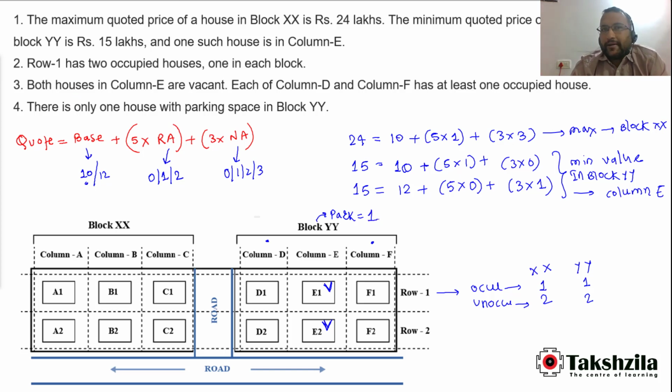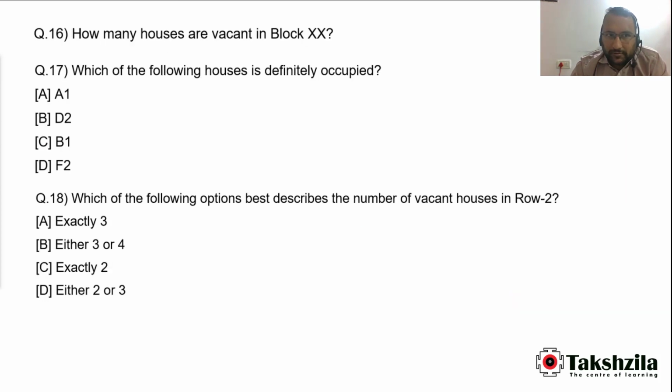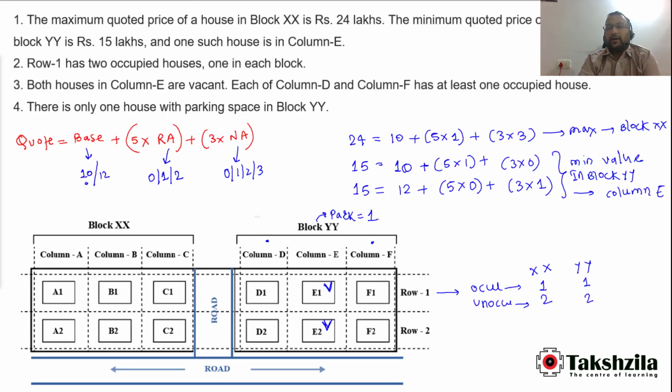So now let's have a look at the questions. Which kind of questions are there? How many houses are vacant in block X? Which of the following houses are definitely occupied? And which of the following options best describes the number of vacant houses in row 2? So this kind of data we need to identify over here. So let's start solving this set.